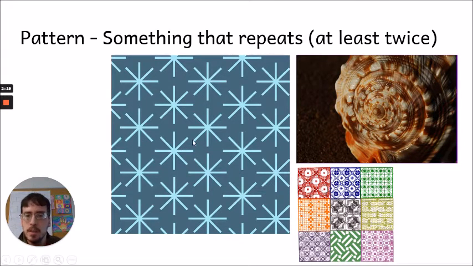If you look at all of these pictures here, like these stars, you can see they are all repeated over and over, so they're a pattern. You can see the spiral here, the curve is repeating over and over and over as it goes out, so that's a pattern, and all of these down here are also patterns.